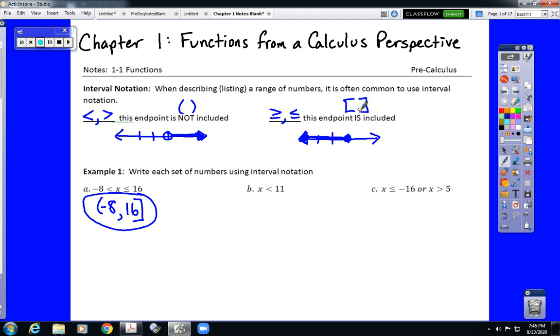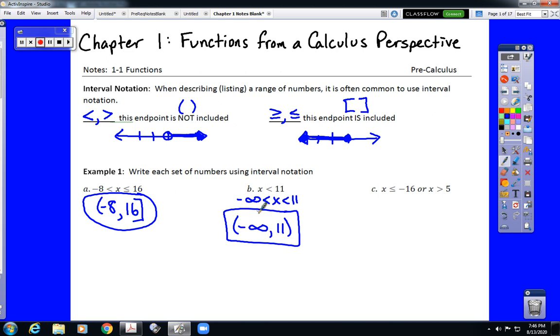On letter B, we have x is less than 11. Notice that there is no left endpoint. Now what that really could say is that x is between -infinity and 11. -infinity and positive infinity always, repeat, always get regular parentheses when you write them in interval notation.